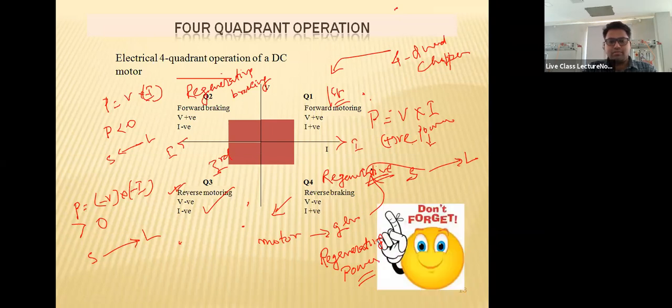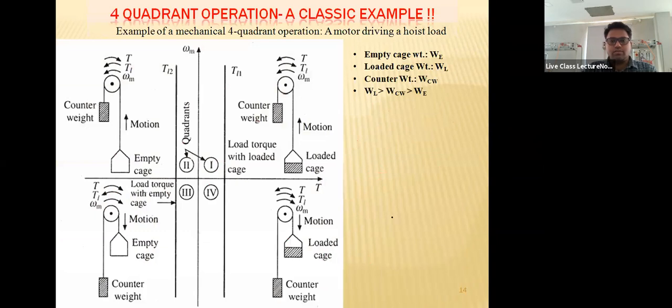So a classic example of a four quadrant operation of a drive is a lift. Can you decode this slide, how it happens in a lift? We have some labels here: the empty cage, whose weight is WE. So this is the cage, where people or some goods can be.